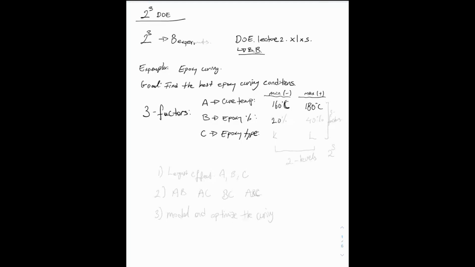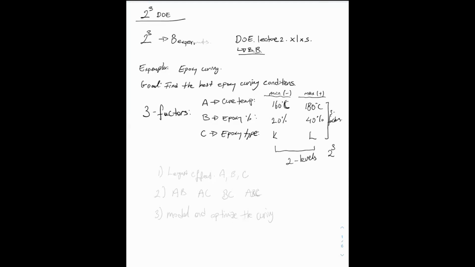Similarly, the minimum epoxy percentage was 20%, and the maximum epoxy percentage was 40%. Again, the DOE is going to tell us what is the best between these two. And there's 2 types of epoxies, K type and L type, and you can imagine these are our 2 levels, and this is our 3 factors. Okay, so that basically makes a 2-level 3-factor DOE.